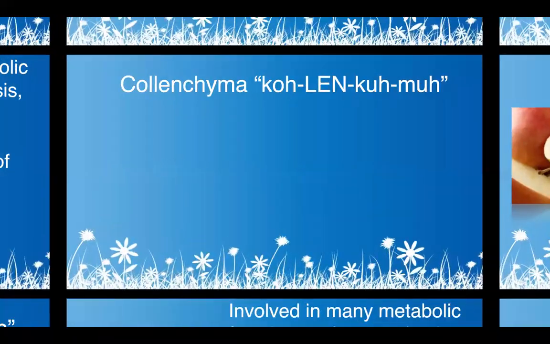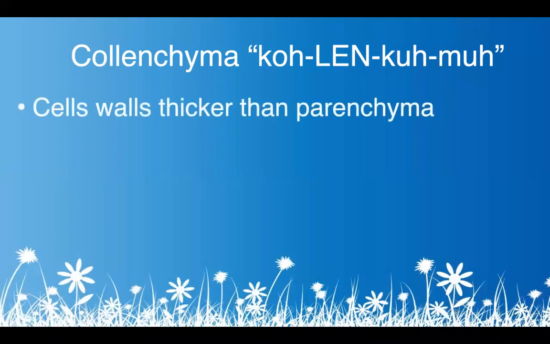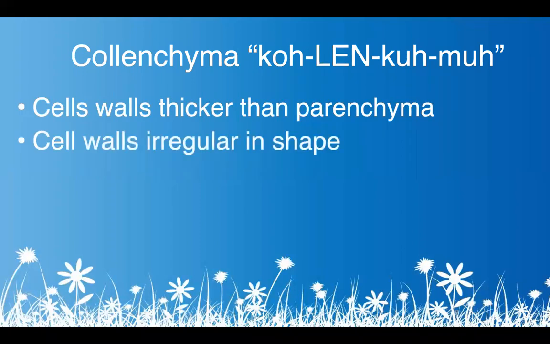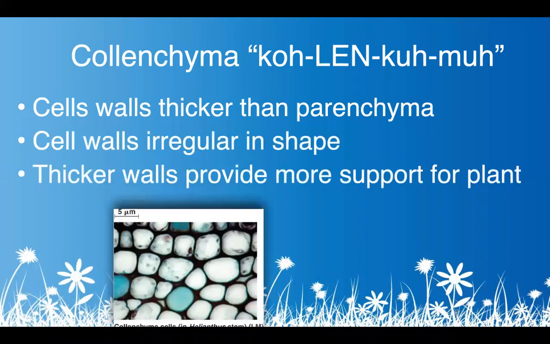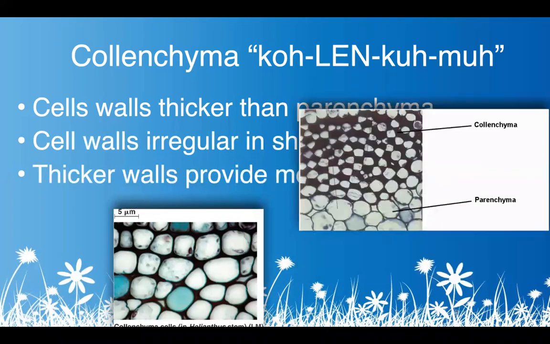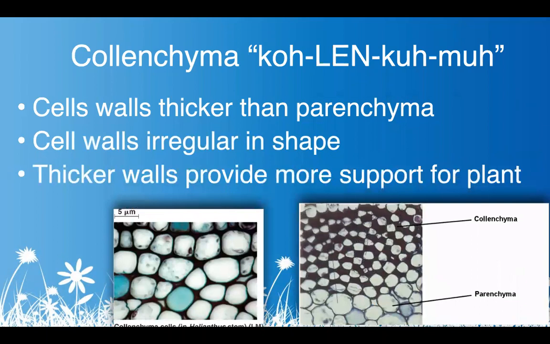Next up, Collenchyma cells. Here, the cell walls are a bit thicker, and they're also going to be irregular in shape. Now, the thicker cell wall means it's going to provide more support. So again, you can see the Collenchyma cells here, the black color being the cell wall. So you can see they're obviously a lot thicker. And here is a comparison of the two next to each other. So you can really see the difference in the cell wall thickness as well as the size of the vacuole.